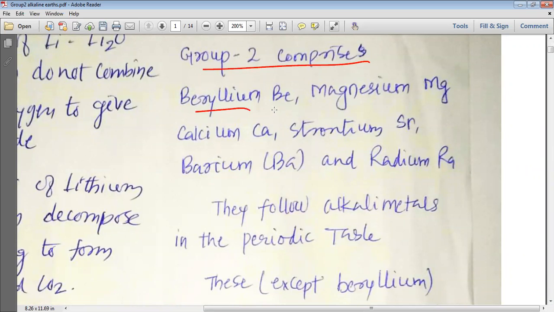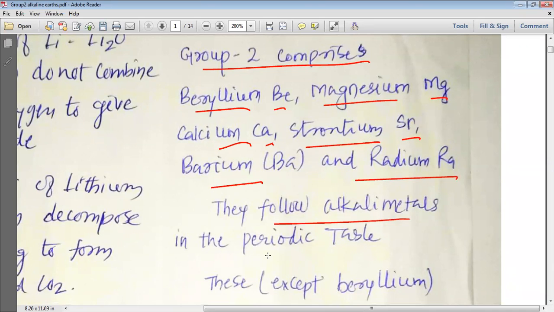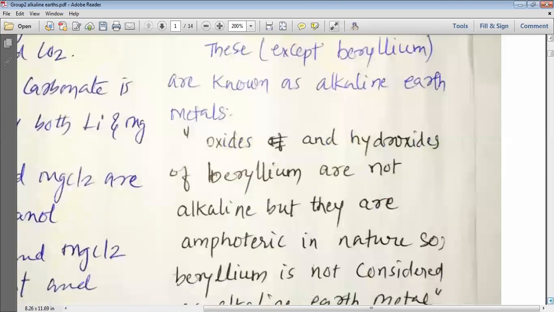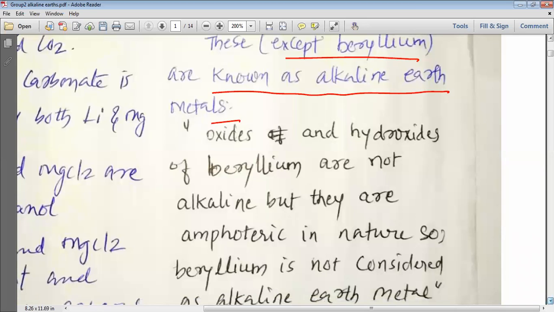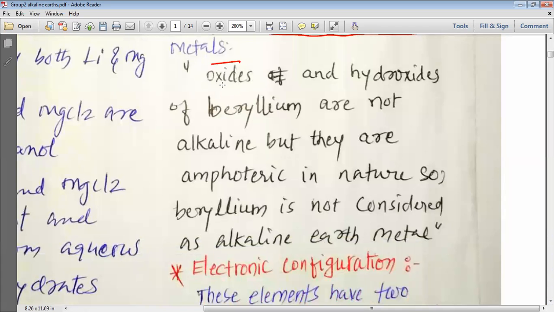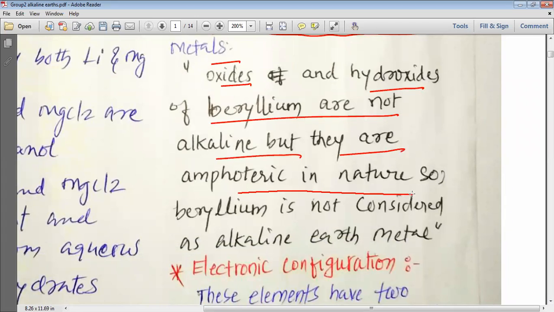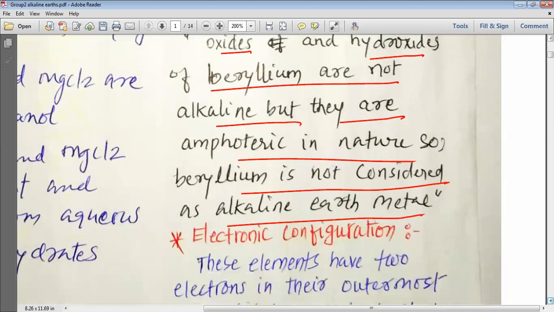Group 2 comprises beryllium Be, magnesium Mg, calcium Ca, strontium Sr, barium Ba, and radium Ra. They follow alkali metals in the periodic table, so that is why they are group 2. Except beryllium, all are known as alkaline earth metals. So beryllium is not known as an alkaline earth metal. Why? Because oxides and hydroxides of beryllium are not alkaline, but are amphoteric in nature, and that is why beryllium is not considered an alkaline earth metal.